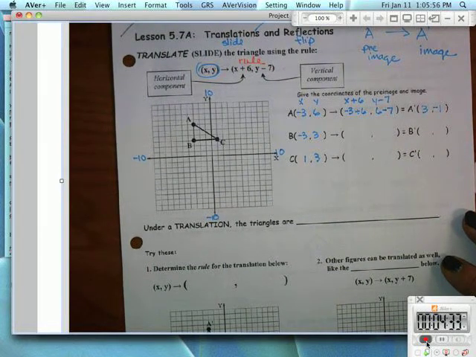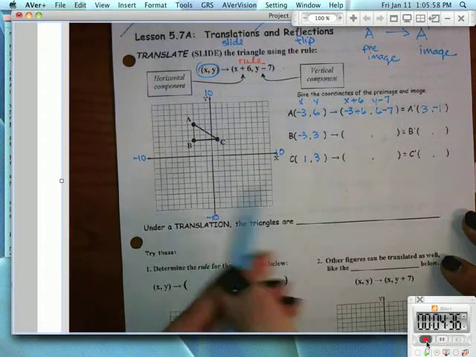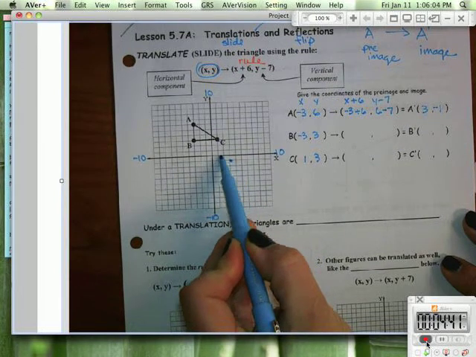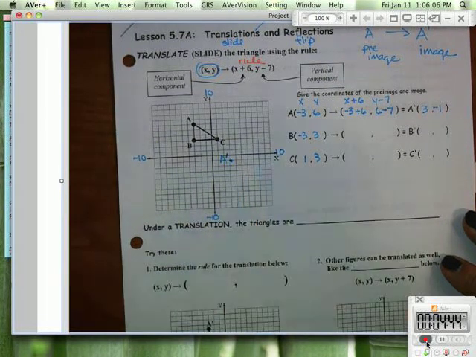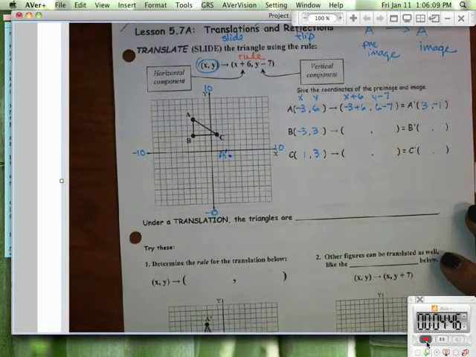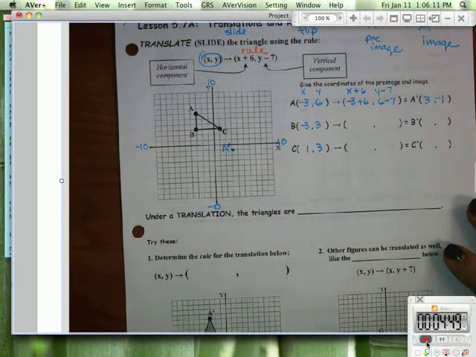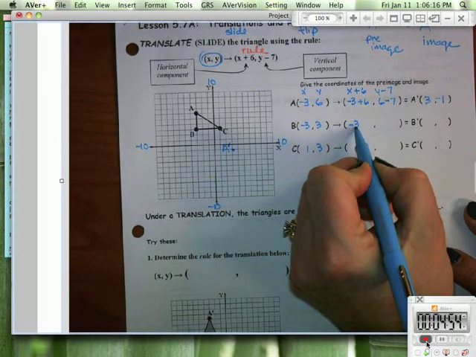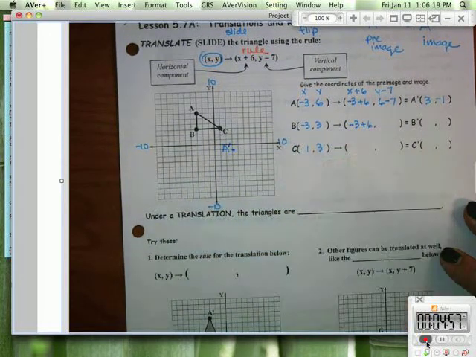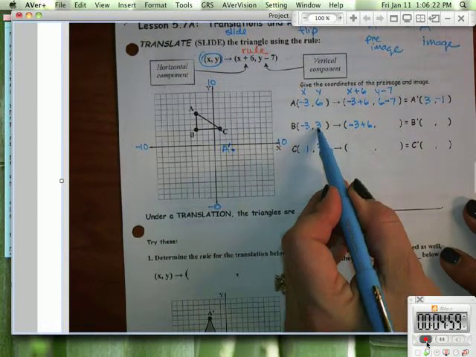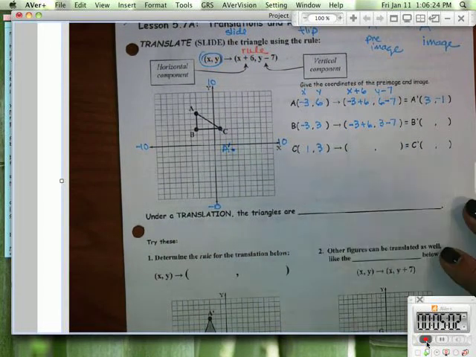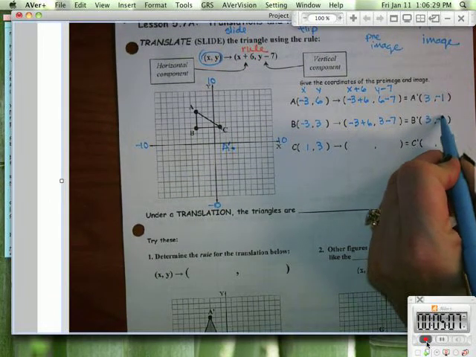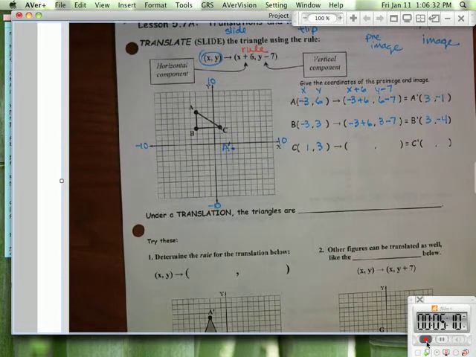So let's plot that. This is telling me that I have to go over 3 and down 1 for my new A. And I'm going to mark that as my new A with A prime. That little slash mark. So let's do the same thing to these next 2 points. My original X was -3. I'm going to add 6 to it. My original Y was 3. I'm going to take away 7. I'm going to get 3, negative 4 for B prime.